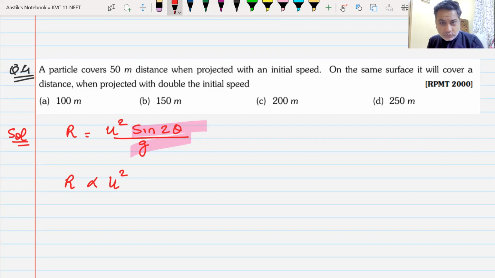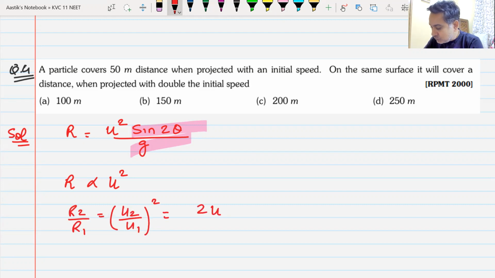When the velocity was u, the range was 50. Now the velocity becomes 2u, so range will become (2u) whole square, that is 4 times u square. That means if the speed becomes double, the range becomes 4 times. Do we understand this? Yes or no? So I can write R2 by R1 will be (U2 by U1) whole square, that is (2u by u) whole square, that is 4. Do we understand this? Yes or no?